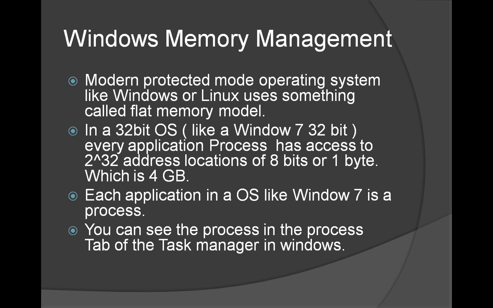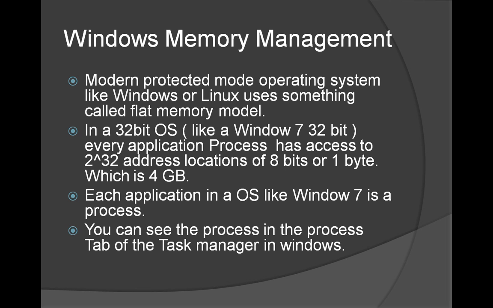Now let's concentrate on Windows memory management a little bit. A modern protected mode operating system like Windows or Linux uses something called the flat memory model. In that, on a 32-bit OS, every application process has access to a 32-bit address space, or 2^32 address locations. As I mentioned, that is 2^32 addresses for each 8 bits, or 1 byte. So 2^32 bytes is 4 GB. Each and every process running in a modern operating system like Windows has access to 4 GB of address space. Each application in an OS like Windows 7 is a process.